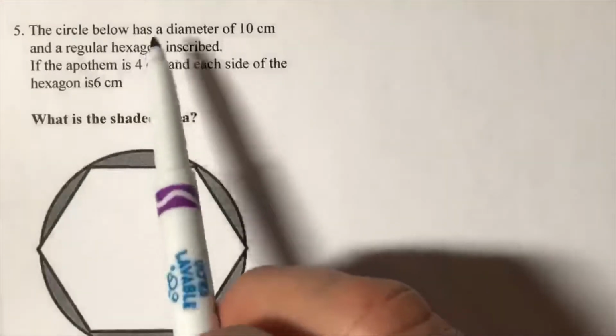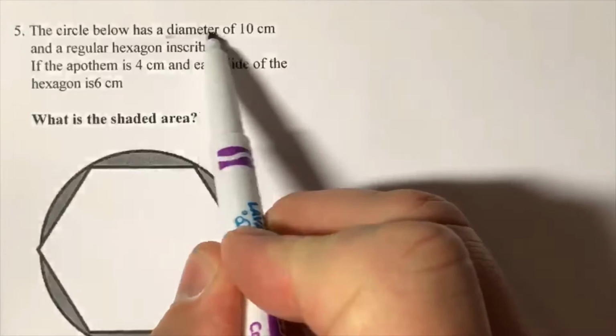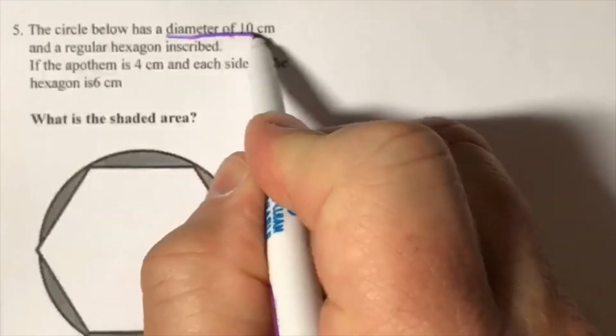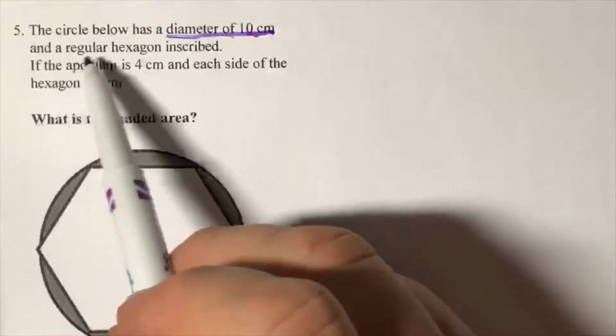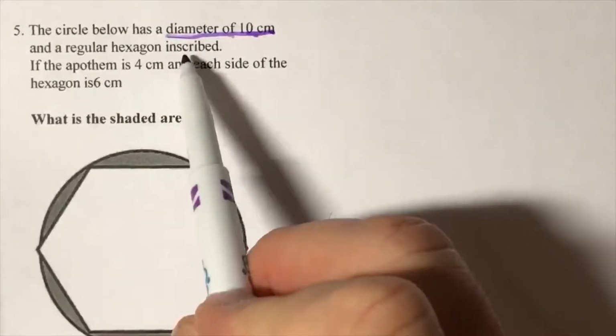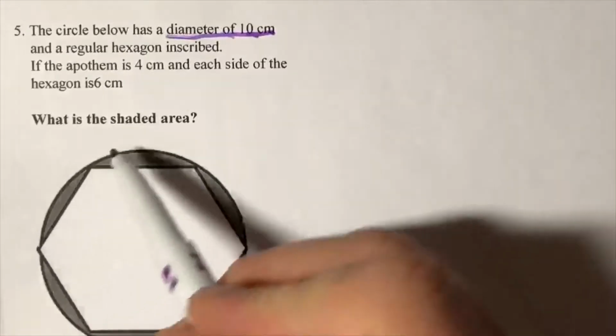The circle below has a diameter of 10 centimeters. Okay, underline that information, and a regular hexagon is inscribed. That means that's inside the circle, and all the vertices touch the circle.